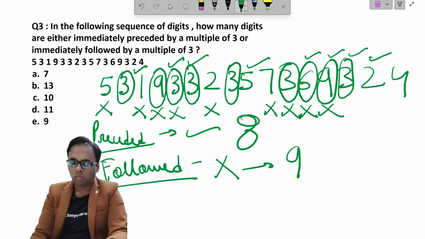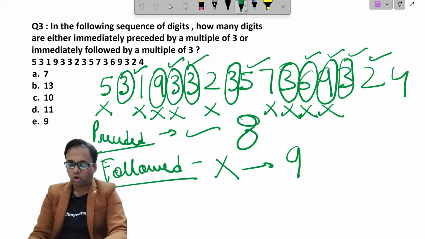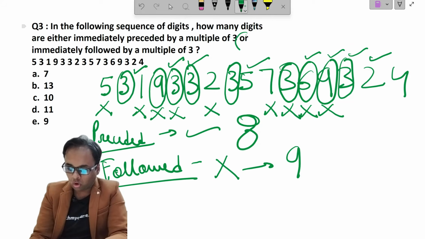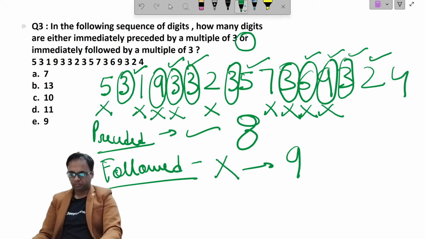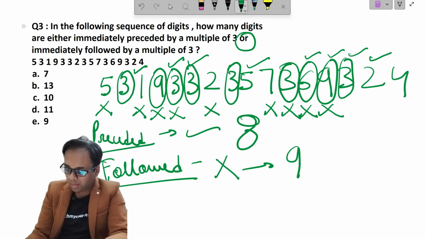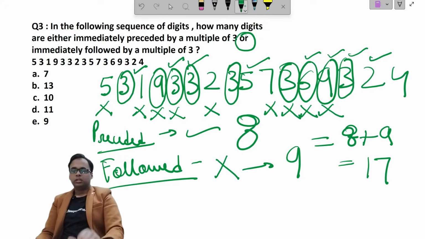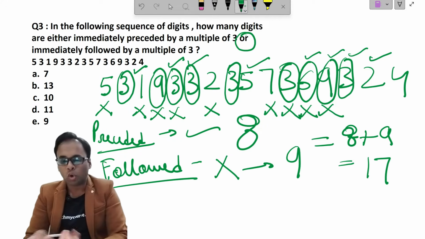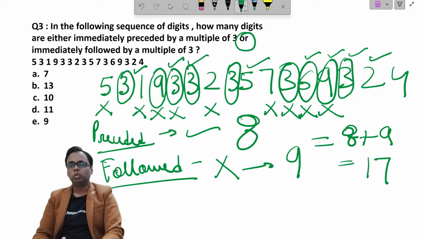Now the question says how many digits are either immediately preceded by a multiple of 3 or immediately followed by a multiple of 3. So we add up both these cases: 8 plus 9 equal to 17. 17 is the answer, but no, 17 is not the answer, because there are a few digits which are common in both these cases.